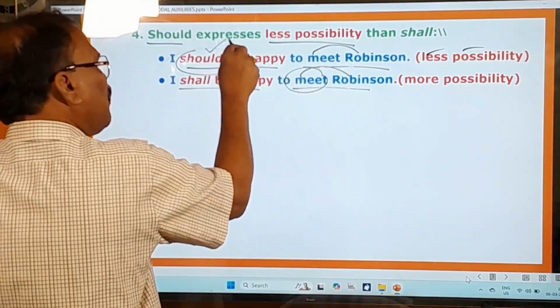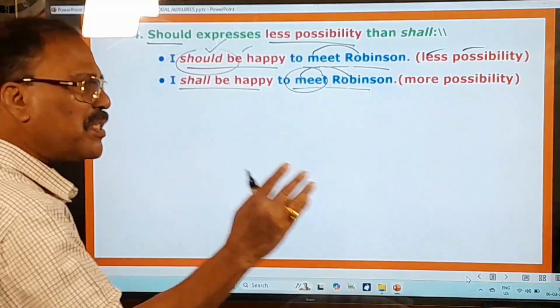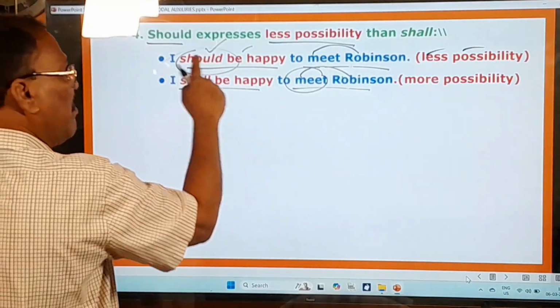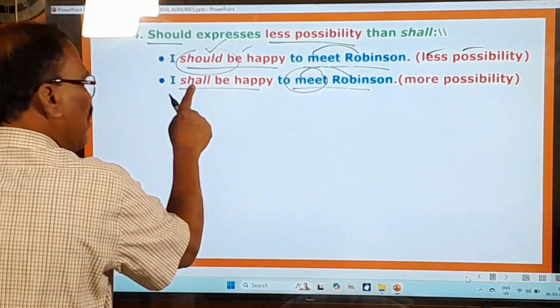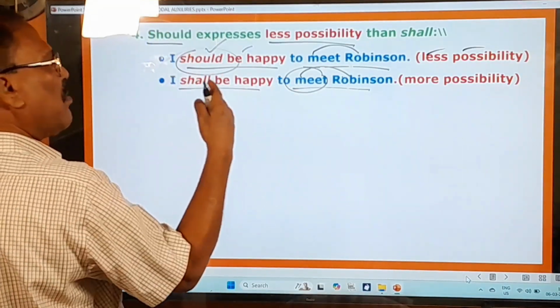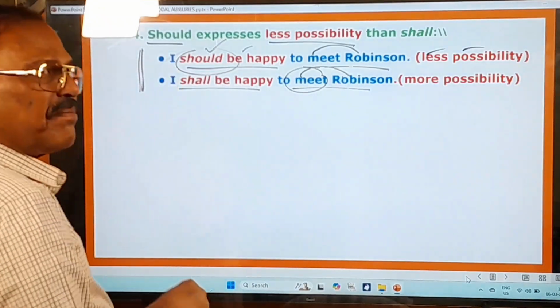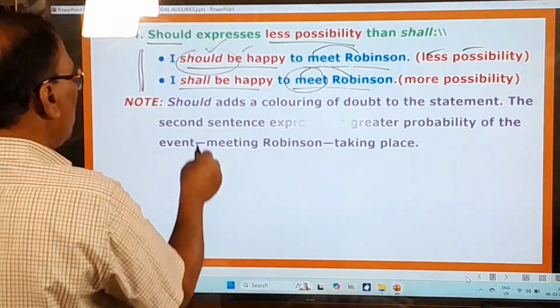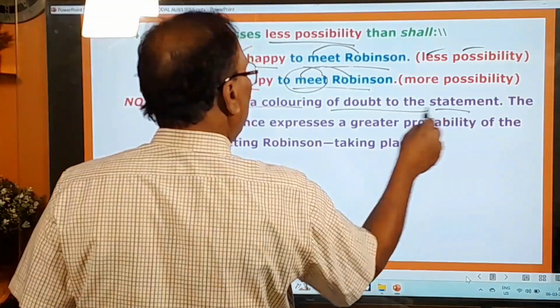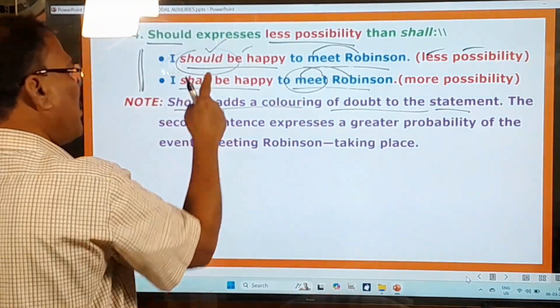Whenever you say I should be, it indicates less possibility. Whenever there is some less possibility, then you make use of this should. Whenever there is more possibility, you make use of this shall. తక్కువ పాసిబిలిటీ ఉంటే షుడ్ వాడతాం, ఎక్కువ పాసిబిలిటీ ఉంటే షల్ వాడతాం. So that depends on your usage. And here, note, should adds a coloring of doubt to the statement. It adds some kind of doubt, okay, because less possibility it is indicating.